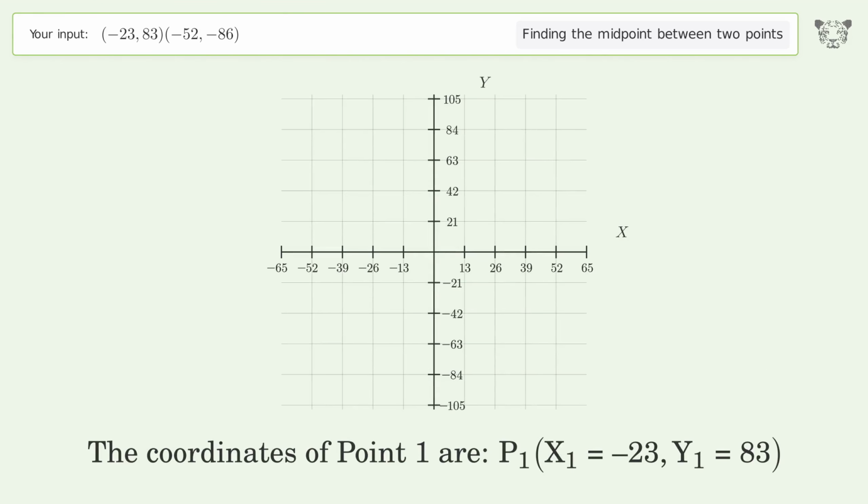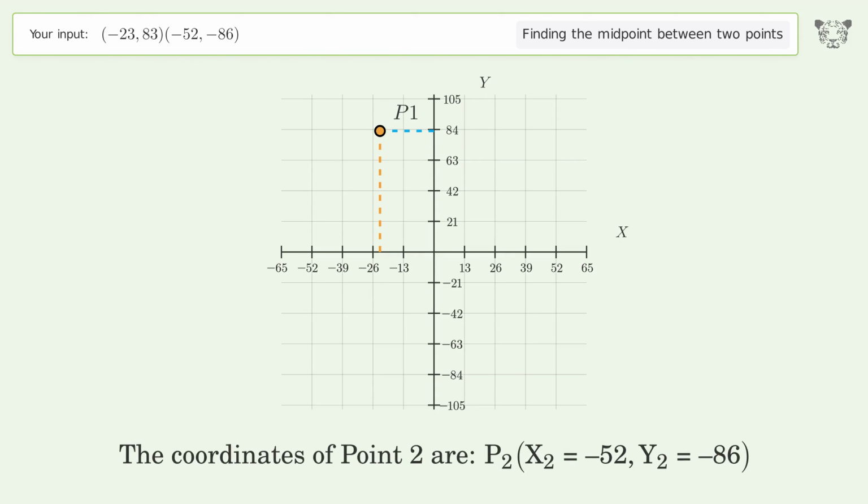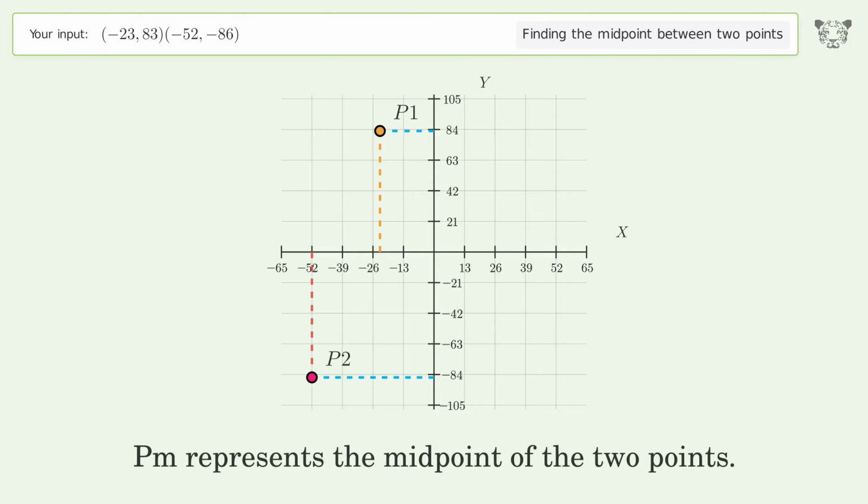The coordinates of point 1 are x1 equals -23, y1 equals 83. The coordinates of point 2 are x2 equals -52, y2 equals -86. PM represents the midpoint of the 2 points.